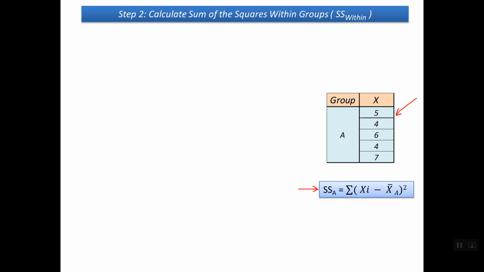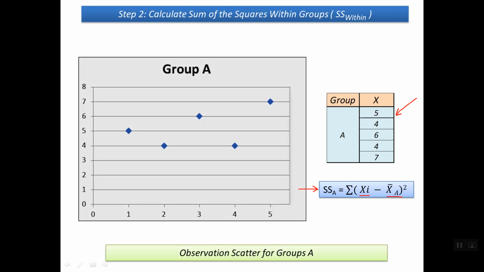Simply this formula tells us that the SSA means the total of the squares of the observations minus the mean of group A. So this is a measure of the variability between the observations for group A from the mean of group A.